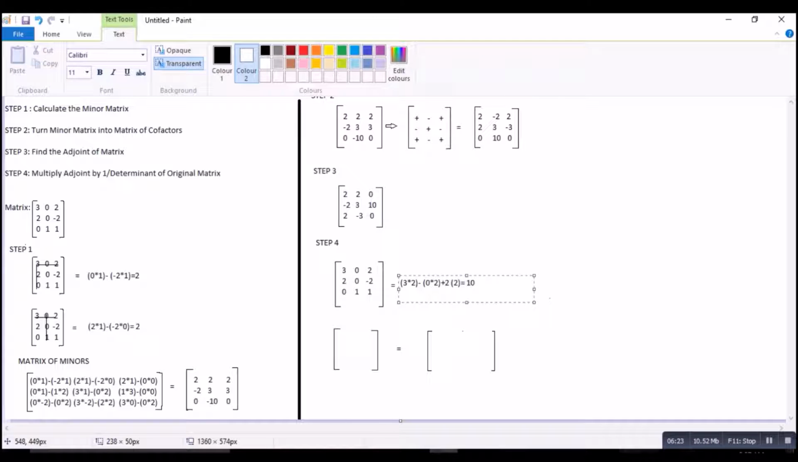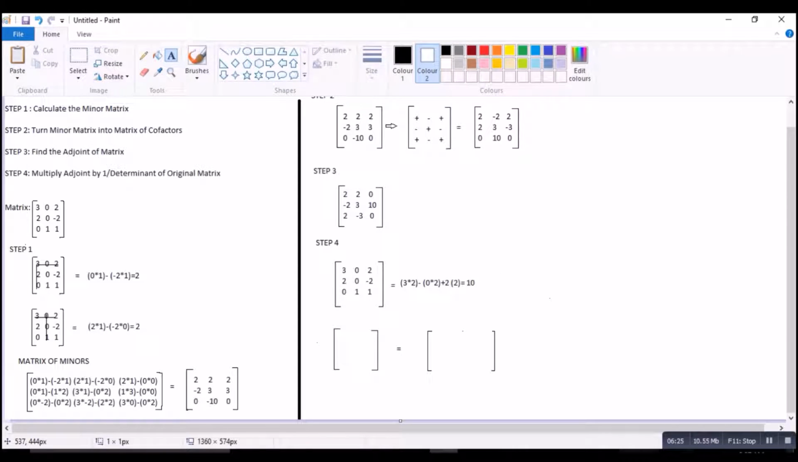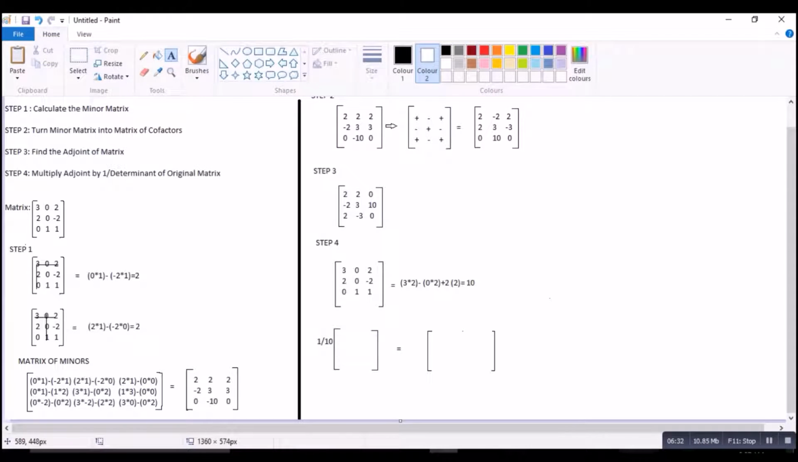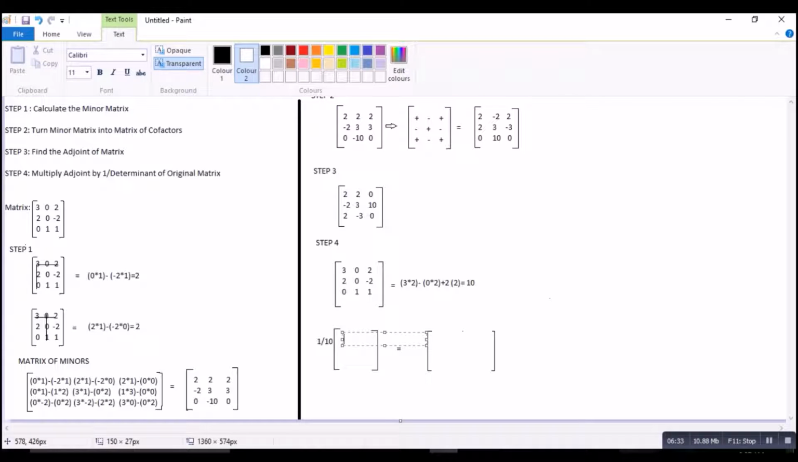Now finally we will multiply 1 over 10 by our adjoint matrix, which is 2, 2, 0, -2, 3, 10, and 2, -3, and 0. Let me just type all these out on the screen.